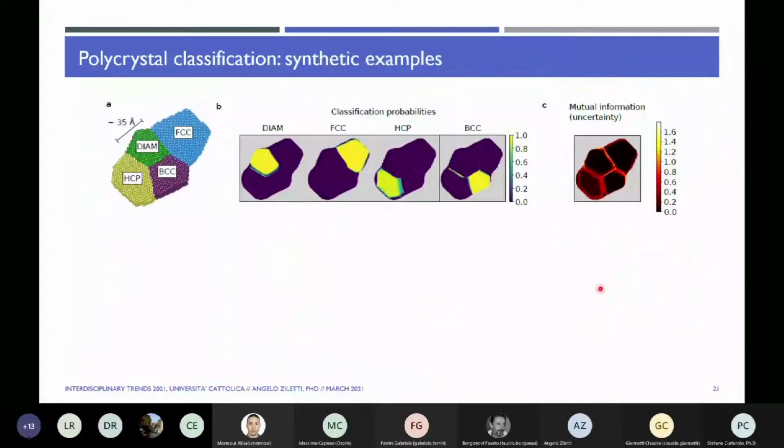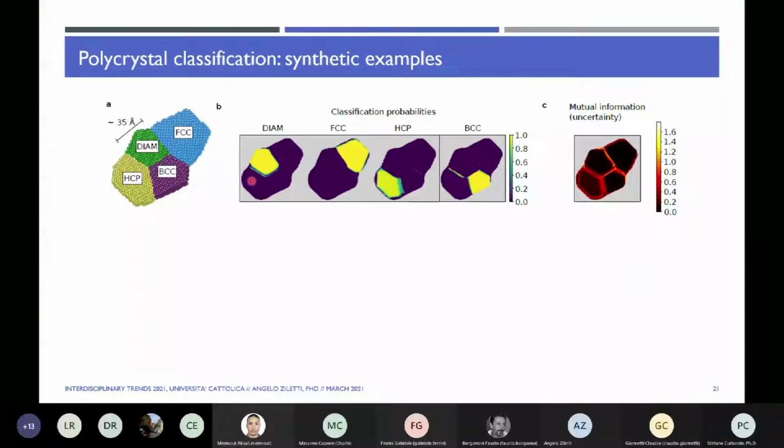And then there are some synthetic examples that we did. Let's start with those, because with synthetic examples we know what to expect, and so we want to test the algorithm. So we make this structure. It's really just a synthetic structure with 4 different types of crystal structures, and we know how they are because we generated them.